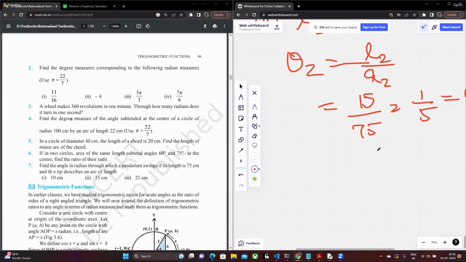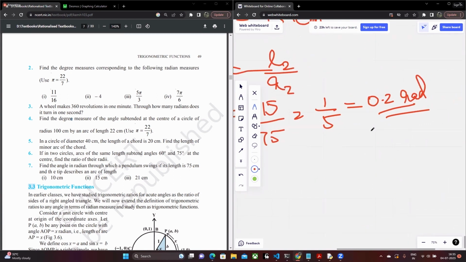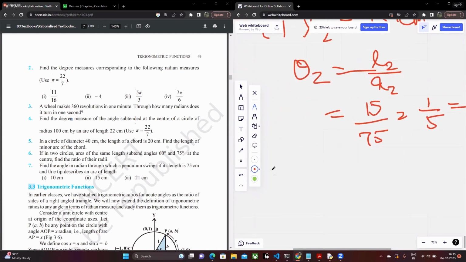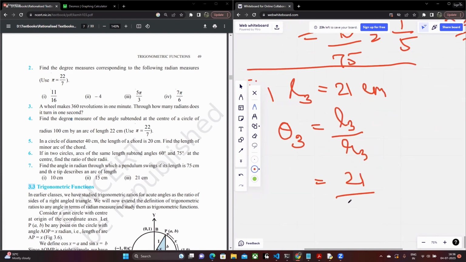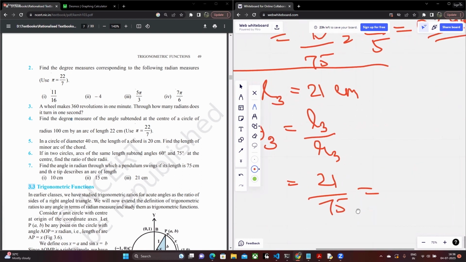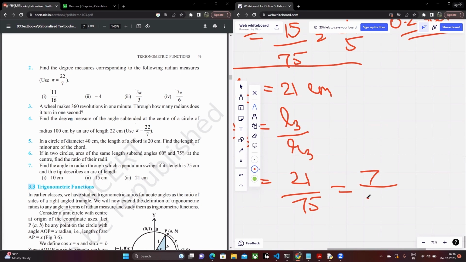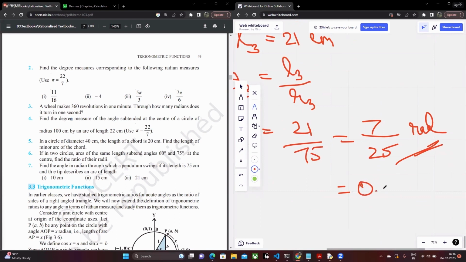So you have the fact that the second angle is basically 0.2 radians, or 1 by 5 radians. And finally, the third subpart is just a line. This L3 is going to be 21 centimeters, which means theta 3 is equal to L3 divided by R3, which is 21 divided by 75, which is basically 7 by 25 radians, which I can represent in decimals as 0.28 radians.